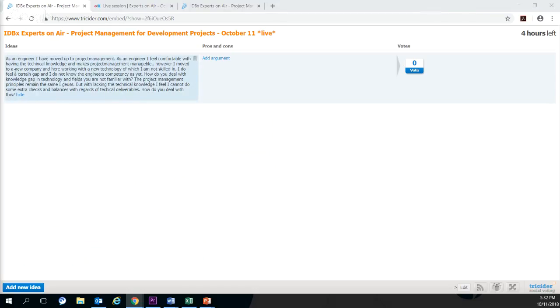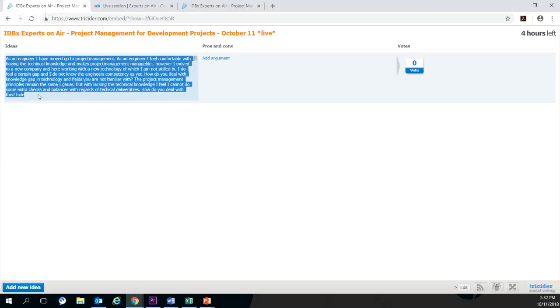As an engineer, I have moved up to project management. As an engineer, I feel comfortable with having the technical knowledge, and it makes project management manageable. However, I moved to a new company and here I am working with a new technology in which I'm not skilled. I do feel a certain gap and I do not know the engineers' competency yet. How do you deal with knowledge gaps in technology and fields you are not familiar with?